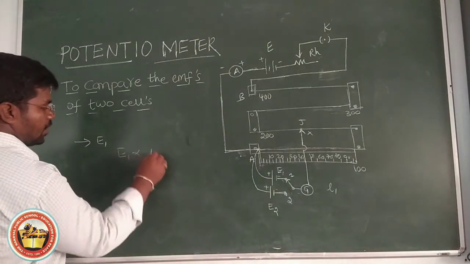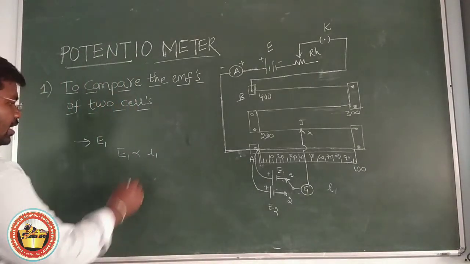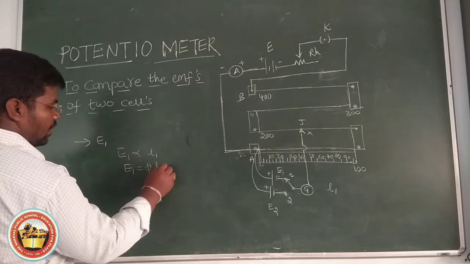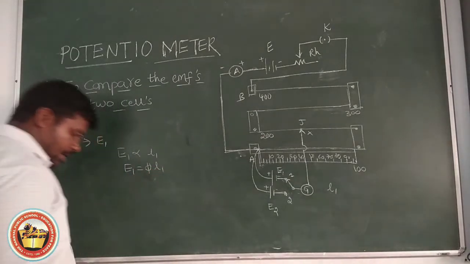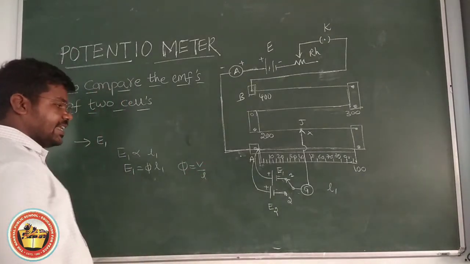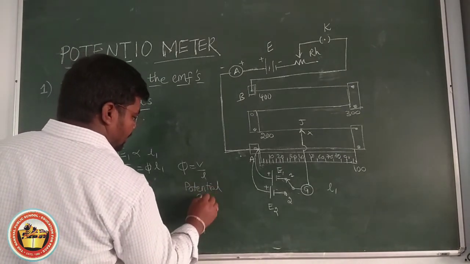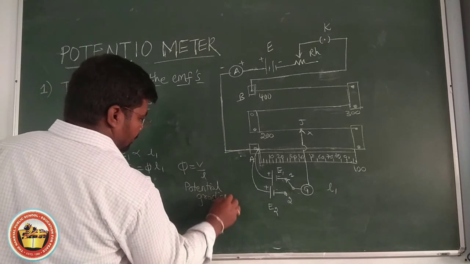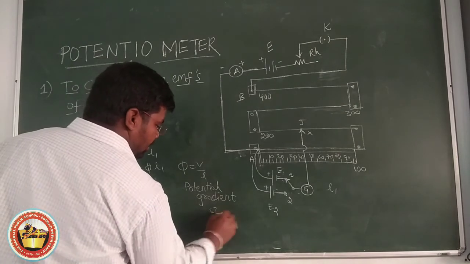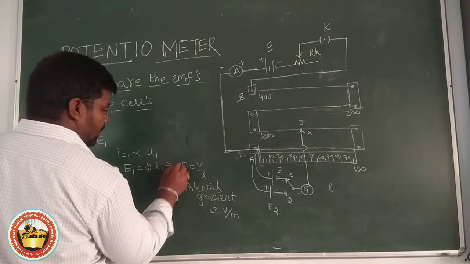So E1 is directly proportional to L1 according to the principle of potentiometer. We can remove this proportionality: E1 is equal to phi into L1. Phi we can say is the potential gradient. Phi is equal to V by L. Potential gradient. Its SI unit is volt per meter. So this is equation 1.